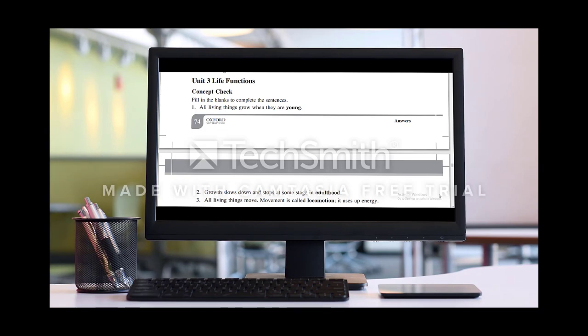After reading page number 23 and 24, we will first solve the concept check on page number 24. At page number 24, concept check, they first ask us to fill in the blanks. All the living things grow when they are young.